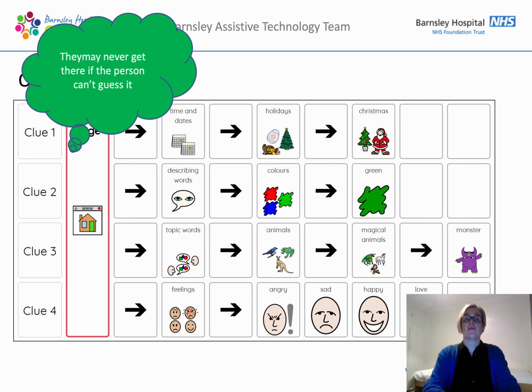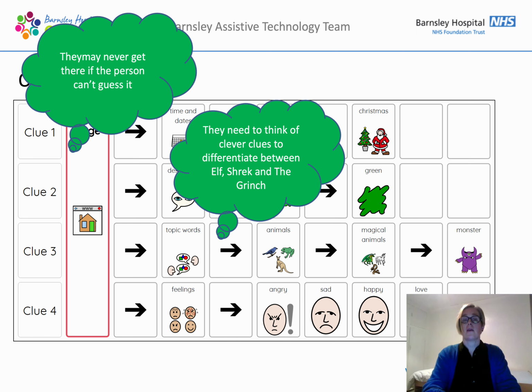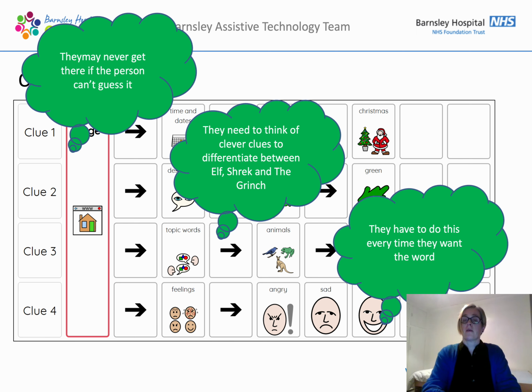But they still may never get there if the person can't guess it. So if the person doesn't know Shrek, or the person just isn't tuned into thinking about Shrek at that particular time, they may not get there. They need to think of clever clues to differentiate between Elf, Shrek, and the Grinch. So lots of those clues might apply to both. So for example, Elf could have Christmas and green, the Grinch could have green and monster. And they have to go through this every time they want to say the word.